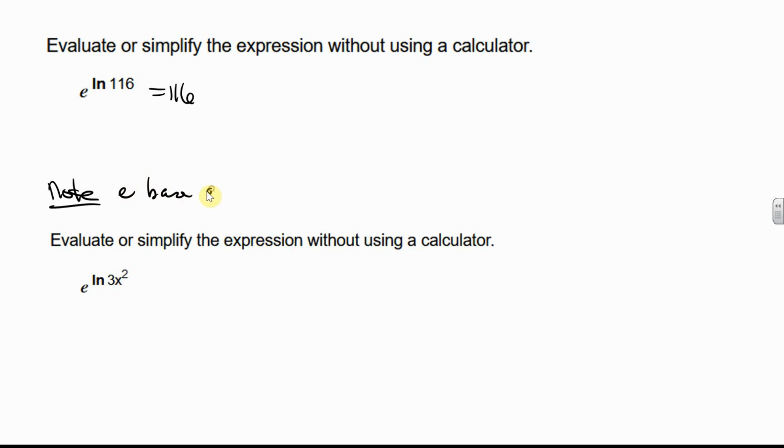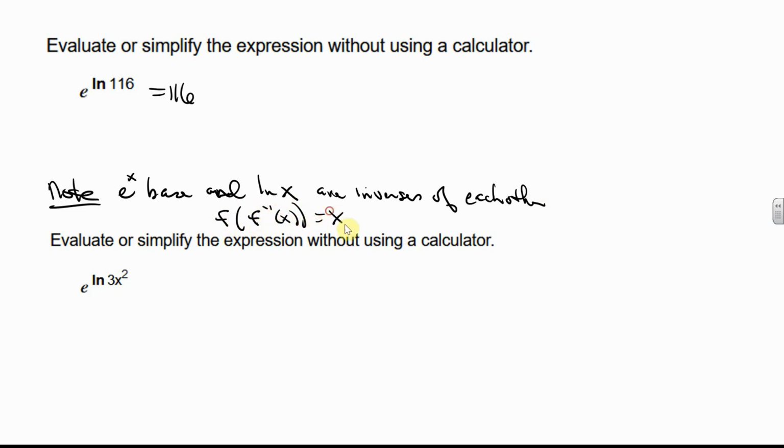E base and natural log of x are inverses of each other. So if I do the composition, you remember the composition from those inverses, f composed with f inverse of x was just equal to x.